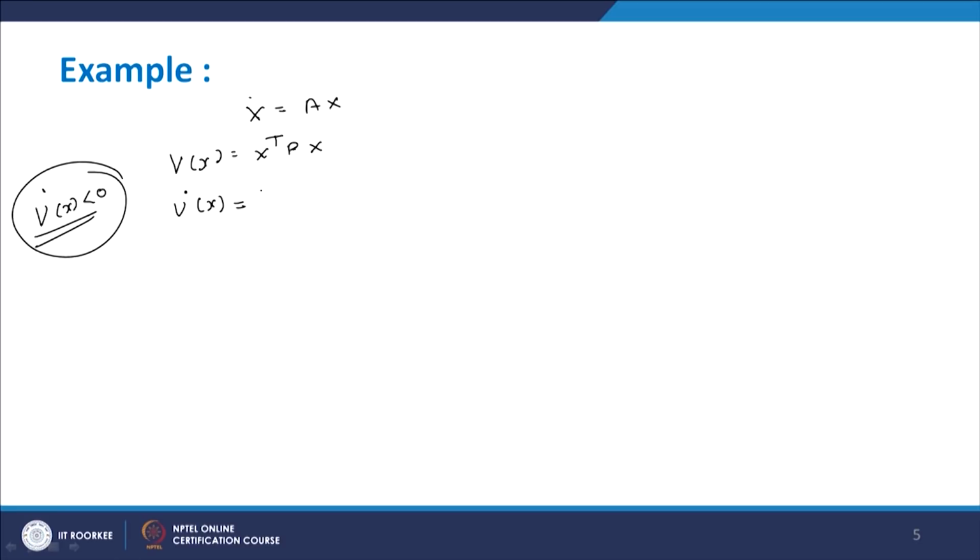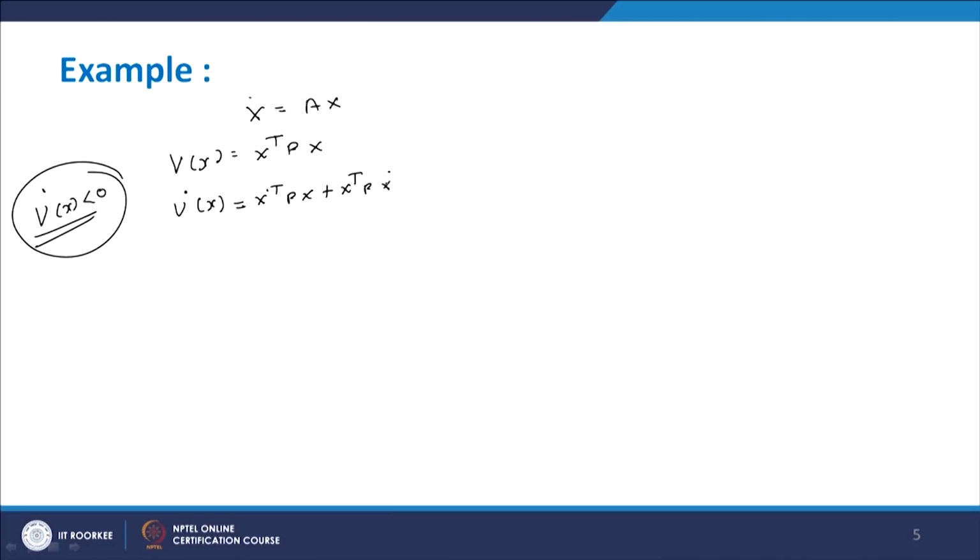This V dot x is equal to x dot transpose Px plus x transpose Px dot. That is the normal methodology of differentiation we have used, that is x dot transpose Px plus x transpose Px dot. So, what are we knowing?